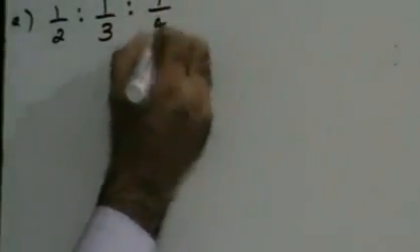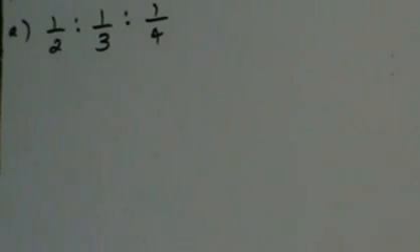The sides of the triangle are in the ratio of 1 is to 2, 1 is to 3 and 1 is to 4. If the perimeter of the triangle is 52 centimeters, find the length of the smallest side.